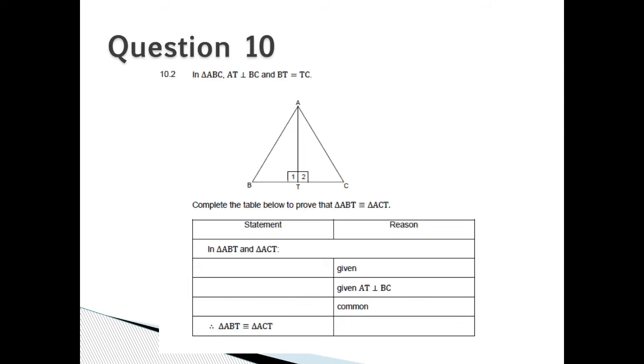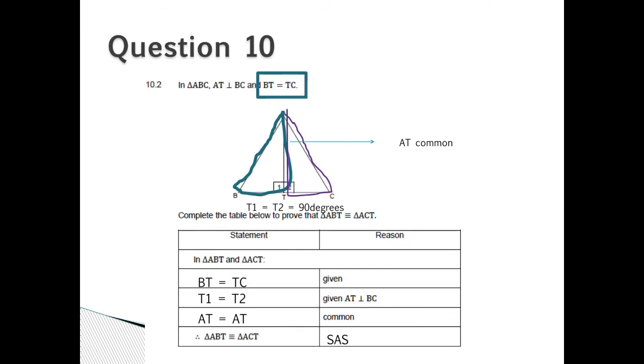We are given AT is perpendicular to BC. So what do we know? What is common? This will therefore prove that triangle ABT is congruent to triangle ACT. In the question, we can see that we are given BT is equal to TC.